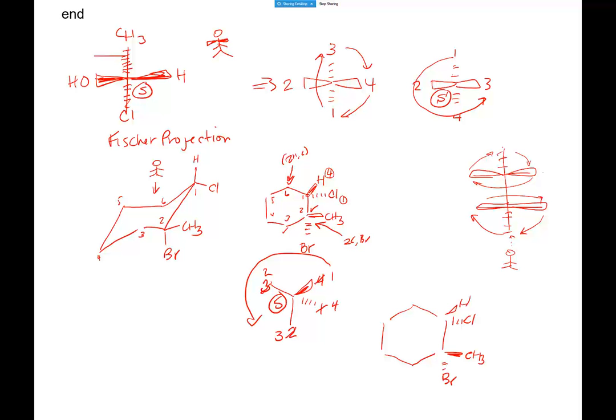So now for carbon two here, I want to know, is it R or S? I'll give you a couple minutes. I'm going to poll you. Is this carbon now an R?